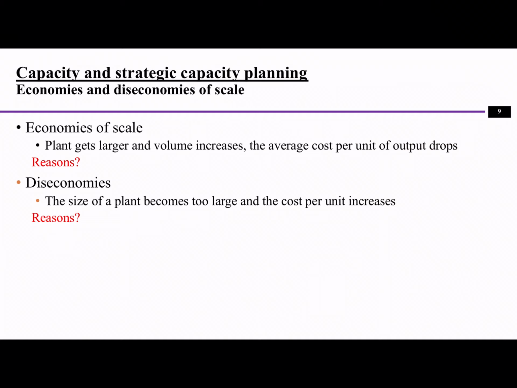And next, let's look at another two concepts. One is economies of scale. Economy of scale means when the plant is getting larger and larger and the volume increases, the average cost per unit of output actually drops. The reason for this kind of drop is because when there is an increase of demand, usually the company tends to invest more money into production.